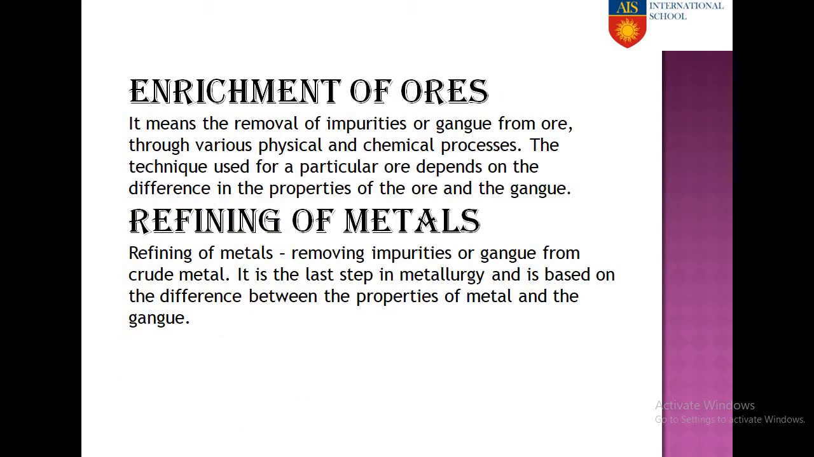So what do we learn? The metals which are low in reactivity, at the lower position in the reactivity series, get extracted by the self reduction process, and in that case no reducing agent is required. The metals which are in the middle of the reactivity series are extracted by the process of smelting, and the metals which are at the top of the reactivity series are extracted by the process of electrolytic reduction.